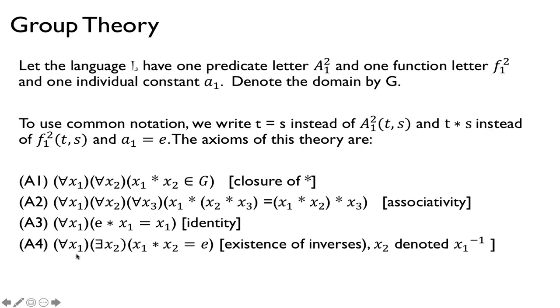And for all x1, there's an x2, so that when you multiply them, you get the identity. So x2 is called the inverse of x1, and sometimes we denote x2 as x1 inverse. So these four properties are the ones. If you have a set that has an operation and satisfies these properties, we call that set a group.